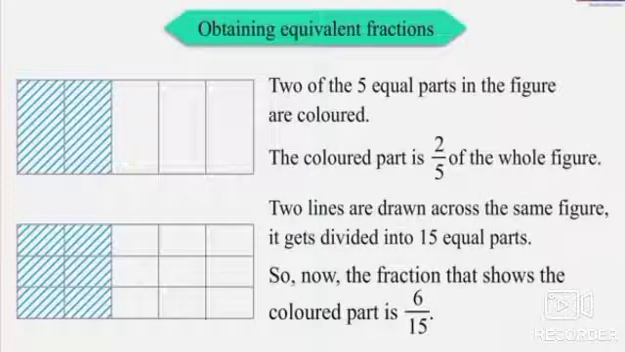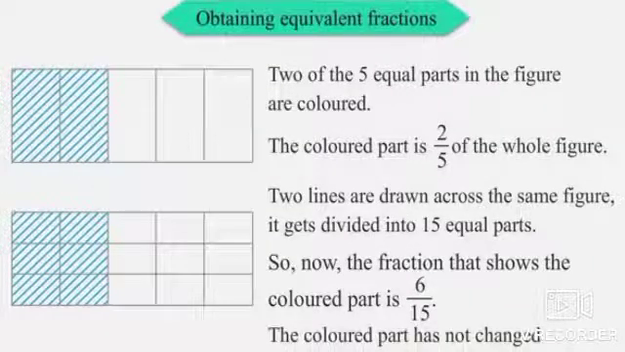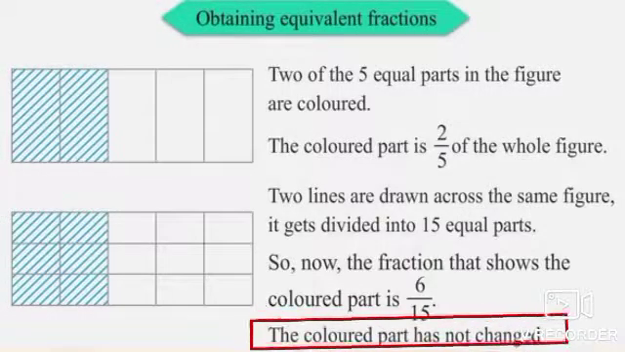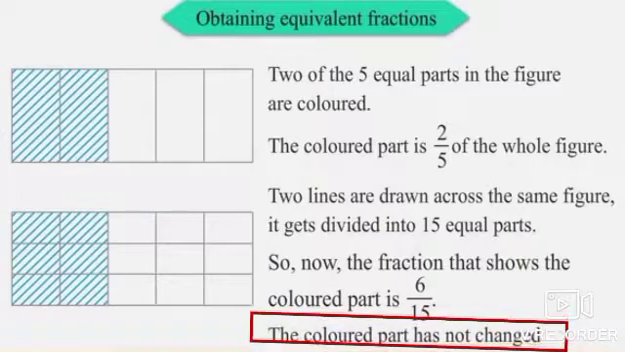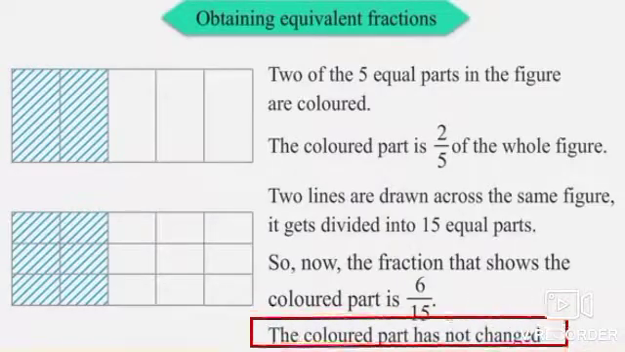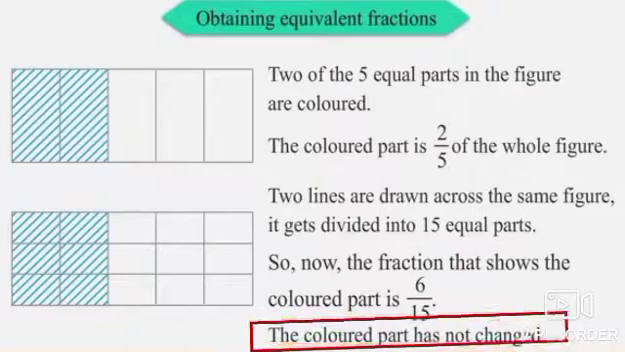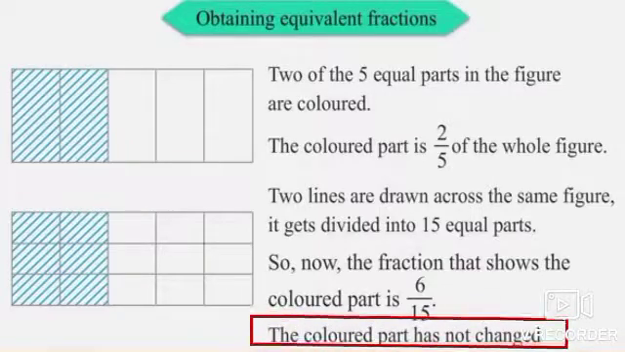As you can see, in both rectangles the parts have increased, but the position of the colored part has not changed. So the important thing is that, student, the colored part has not changed. In equivalent fractions, you can take any kind of figure, that is square, rectangle, circle, anything, and divide it into several parts, but the condition is that the colored part must not be changed.